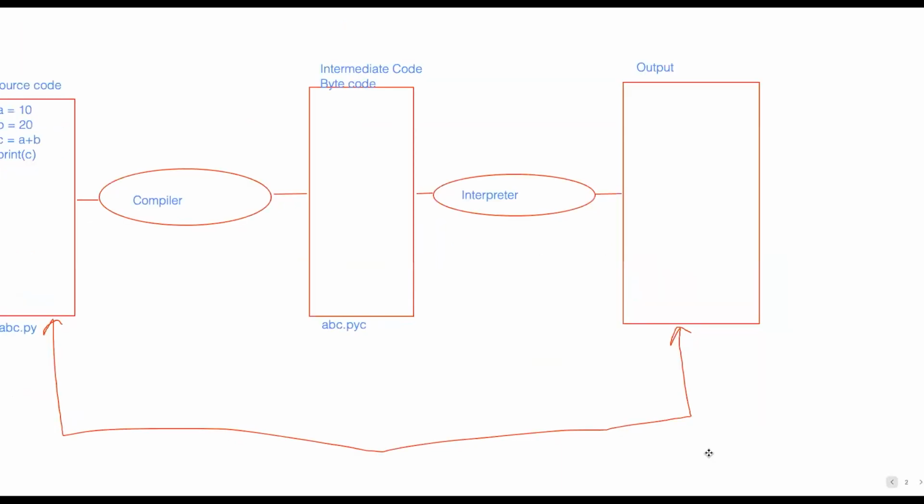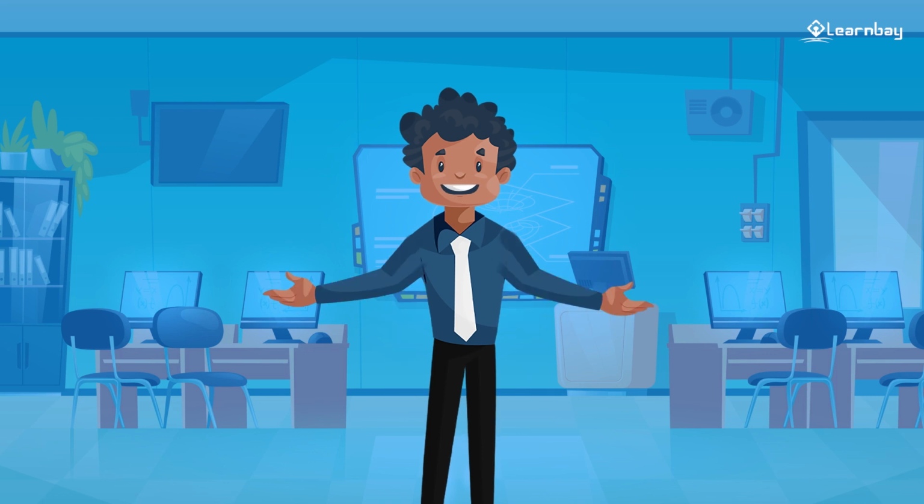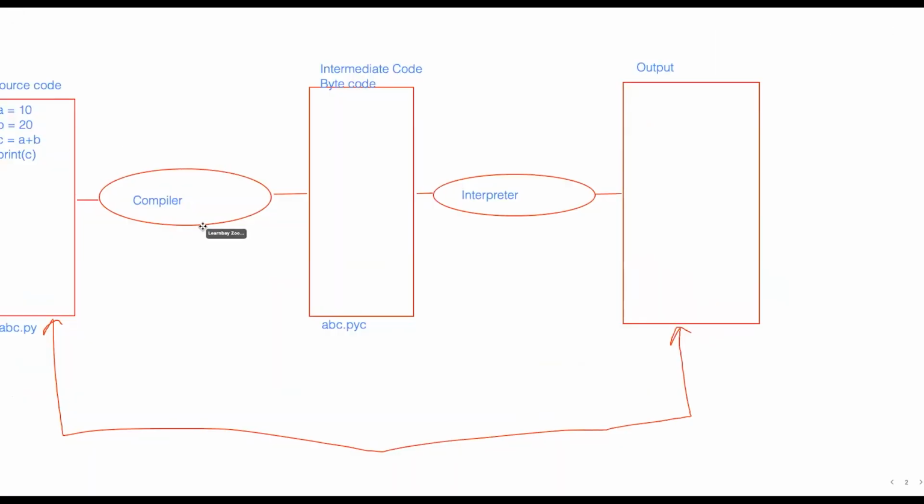Okay. So now we have discussed, I hope you guys have understood the concept of compiler and interpreter, right? Now, the next question is, why do we need compiler and interpreter both?